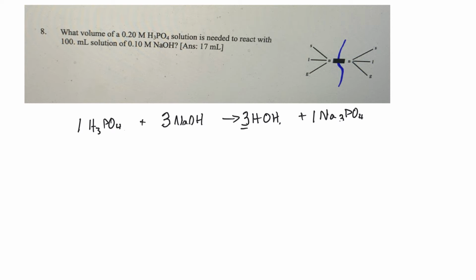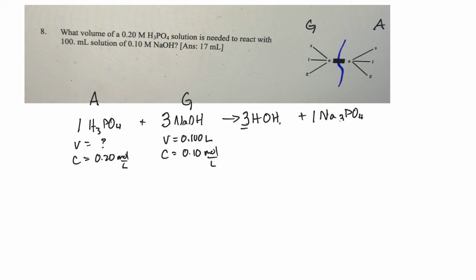Now let's write what we have. It says what volume, so that's what I'm looking for, of concentration 0.20 moles per liter, is needed to react with 100 milliliters, that's volume. I'm going to convert that to liters, 0.100 liters. And the concentration is 0.10 moles per liter. So this is what I'm given, and this is what I'm asked.